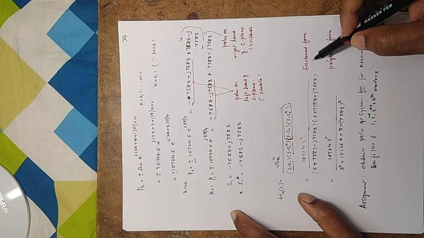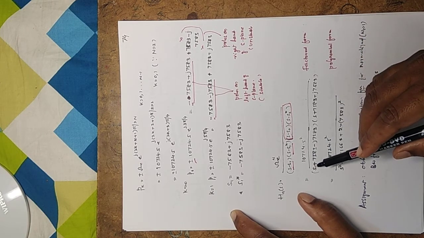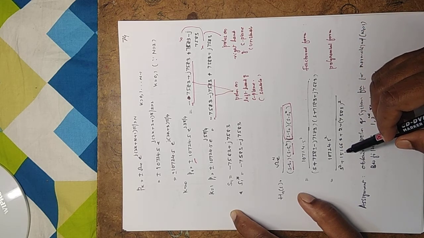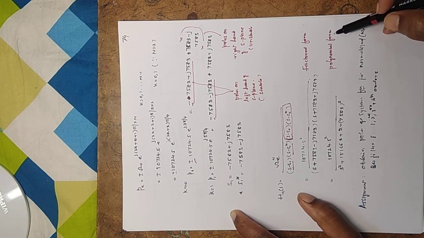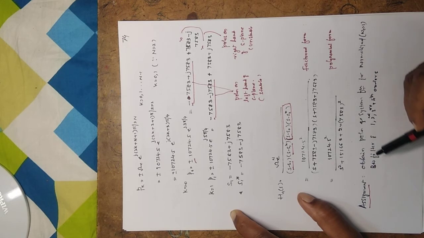Okay, so this is in the factored form. When I cross multiply these two, s into s, s square, and other terms, you will get another equation that is called the polynomial form.